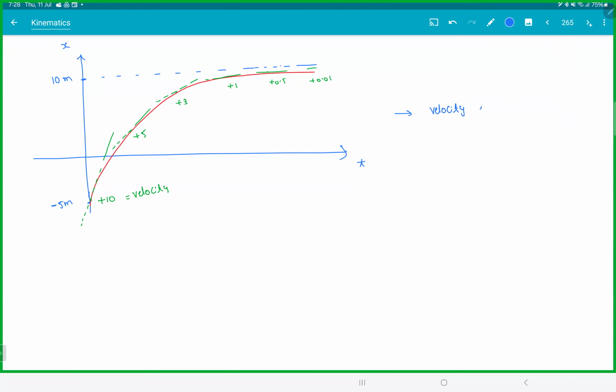Means the body is going front. It is going from -5 to plus 10. Velocity is positive and decreasing. And obviously, velocity is positive and decreasing, meaning acceleration is negative, and that is also decreasing. Because if you see, velocity is not decreasing as fast as before. Clear with this?